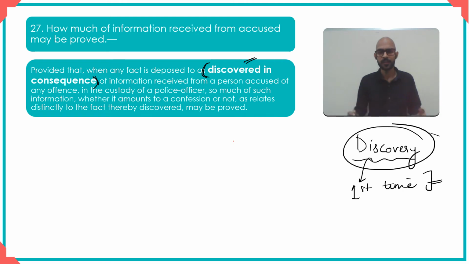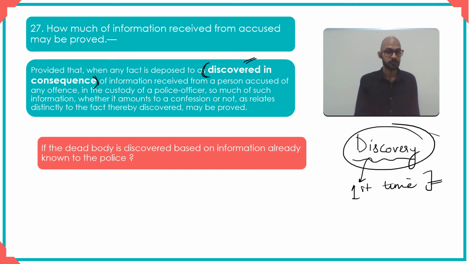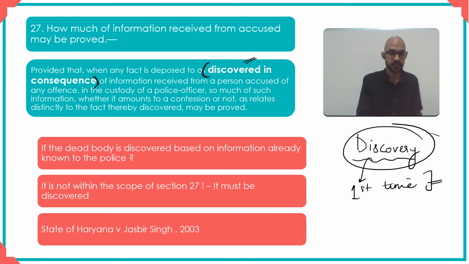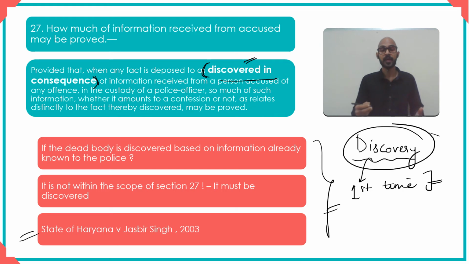If something is already known, then you cannot rediscover it. So nobody can discover oxygen anymore because it has already been discovered. This is given in the act as well. Suppose the dead body is recovered based on information that was already known to the police, then it is not a discovery because the information is already known. And this has been said in the case of State of Haryana versus Jasbir Singh. So I hope you get the point and the significance of discovered in consequence. The discovery should happen because of the statement made by the accused. In case it is already known to the police, then it does not fall within the purview of section 27.